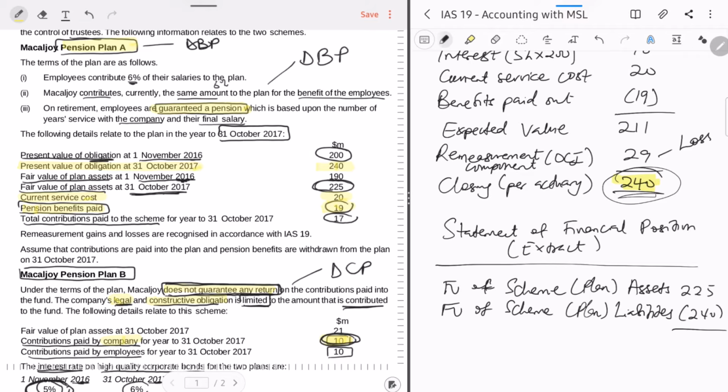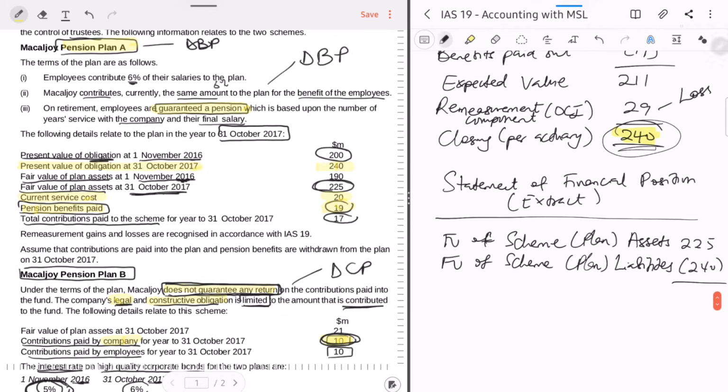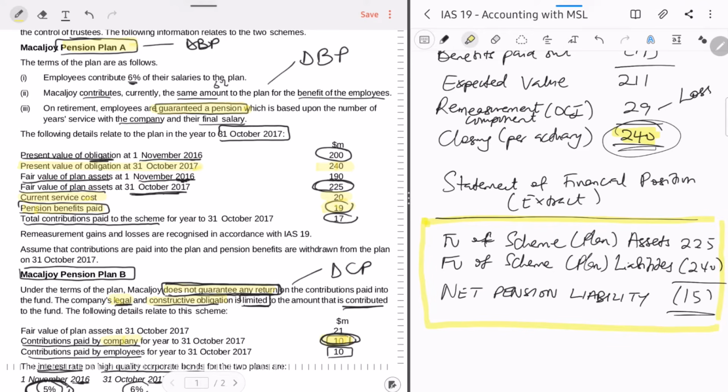So you can see clearly this will give us what? A net pension liability of 240 minus 225. We have 15, right? So we say 15, and we call this our net pension liability. That's it. This is what you put on your balance sheet right here. This is what goes to your balance sheet. In the end, you recognize just one line, net pension liability of 15.